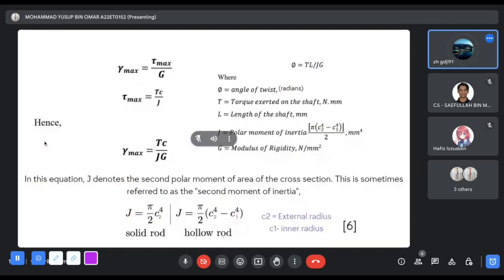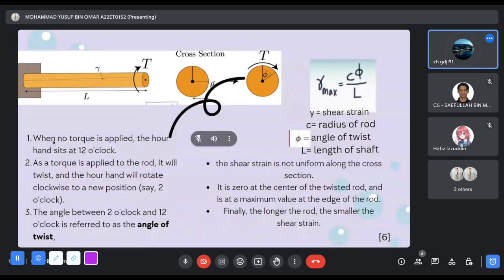Yeah. So when no torque is applied, the hour hand sits at 12 o'clock. As the torque is applied to the rod, it will twist and the hour hand will rotate clockwise to a new position. The angle between 2 o'clock and the 12 o'clock is referred to as the angle of twist.